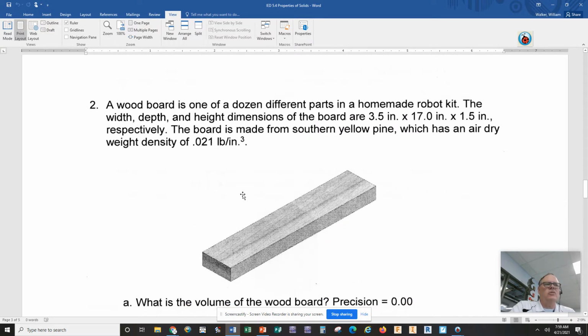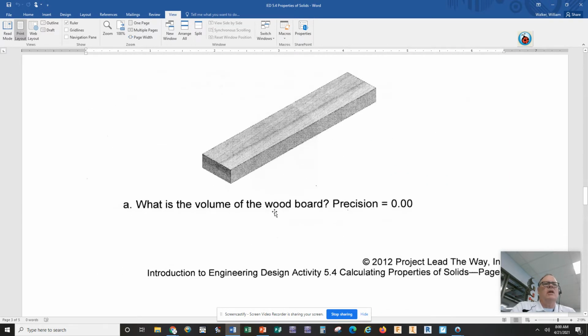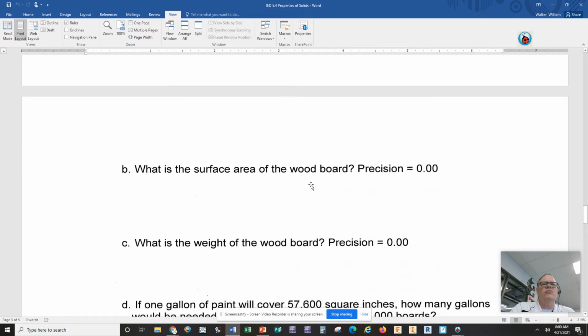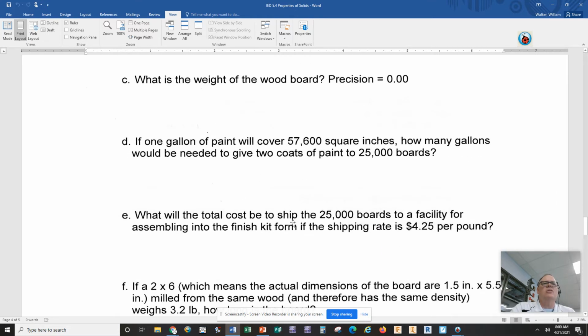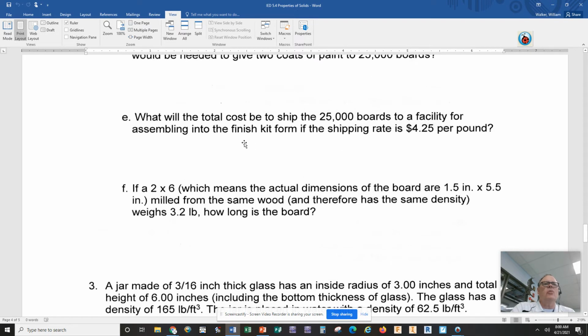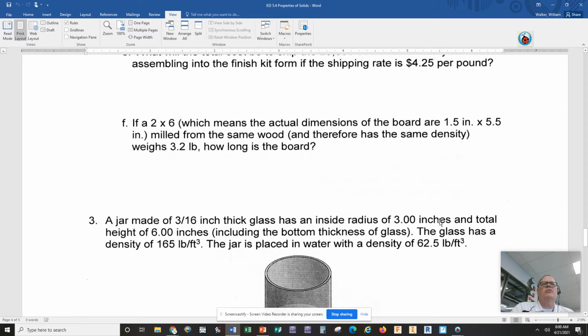Likely also when you get to number 2, it's a board. So you're going to find the volume of a rectangular prism. You have that formula available to you. The surface area, the weight, again, with the density formula. And again, some practical questions like if you know the surface area and you put 2 coats of paint, how much paint would be required? If you know the weight, how much would it cost to ship this many boards? And F requires a little thought in the fact they're changing the size of the board on you. So 1 and 2 are pretty straightforward. You just come right off the formula sheet with those. If you have questions, give me a call.